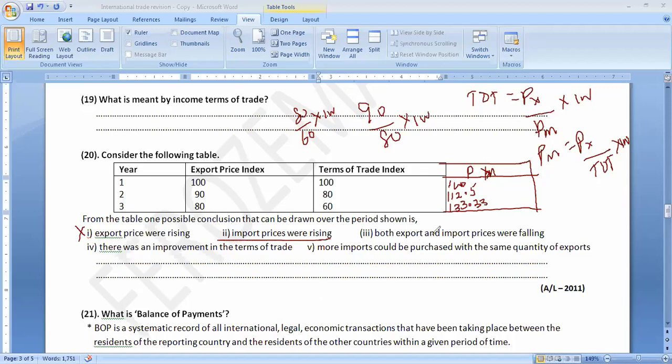Both export and import prices were falling. That is wrong. There was an improvement in terms of trade. Can you see an improvement in terms of trade? No. Therefore, fourth also wrong. More imports could be purchased with the same quantity of exports.